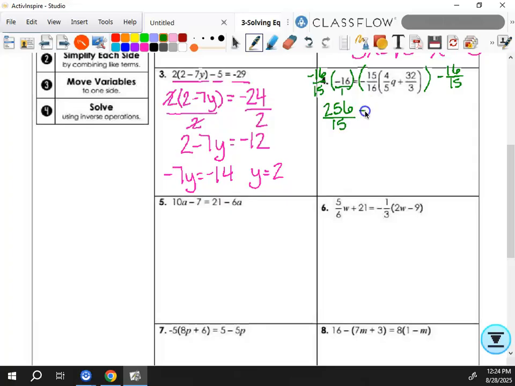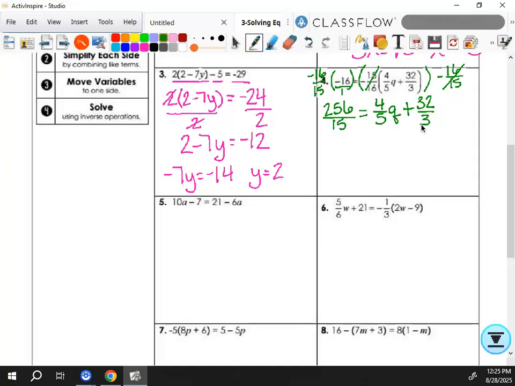Now, over here, the whole reason we did this was so that this cancels out with that. And I'm left with 4/5 q plus 32/3. Okay, everybody okay with that? Yes. Now, I would like to get rid of these fractions. So what do you think I can multiply by that would be helpful here? 5. We can multiply through by 5.